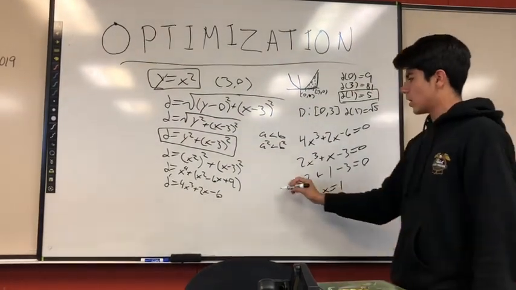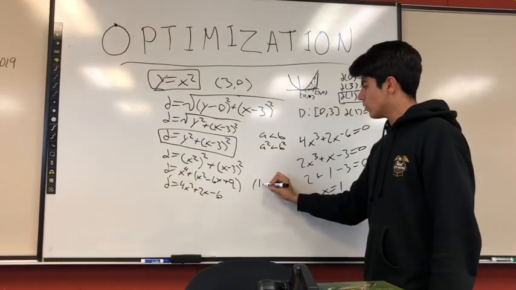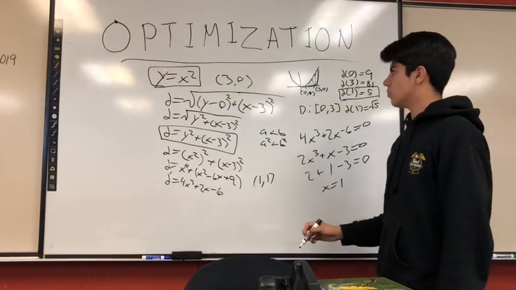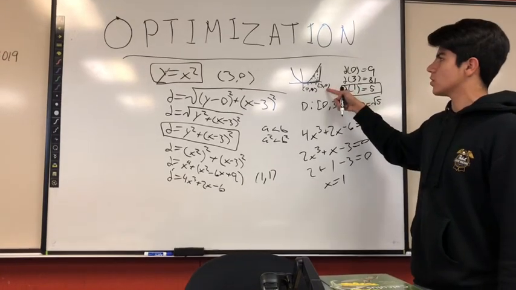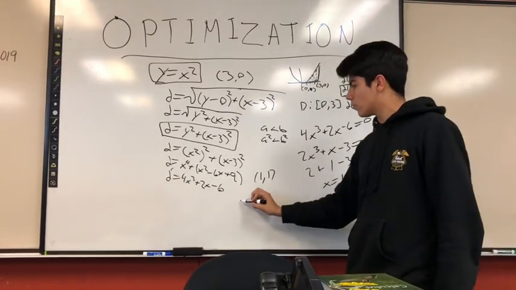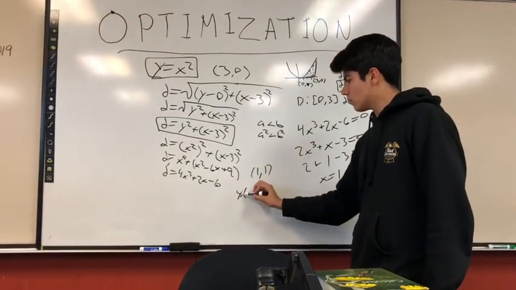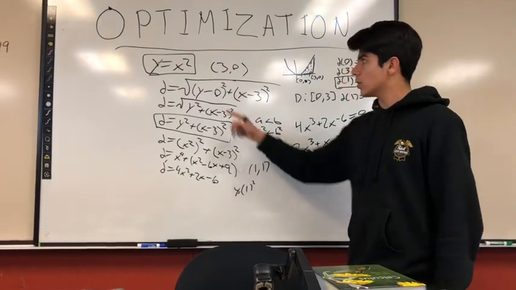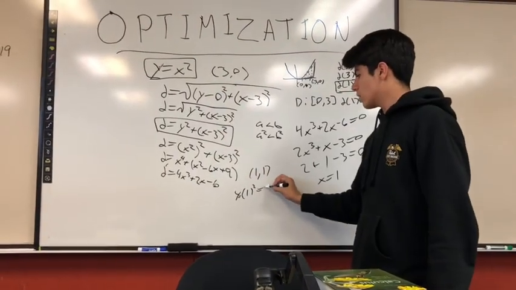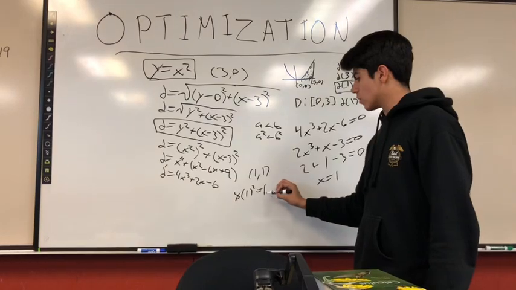But anyway, our answer would be that the point 1, 1 on the line will give us the smallest distance from the point 3, 0. And I get this point by simply plugging x equals 1 into our original equation, y equals x squared, so y equals 1.